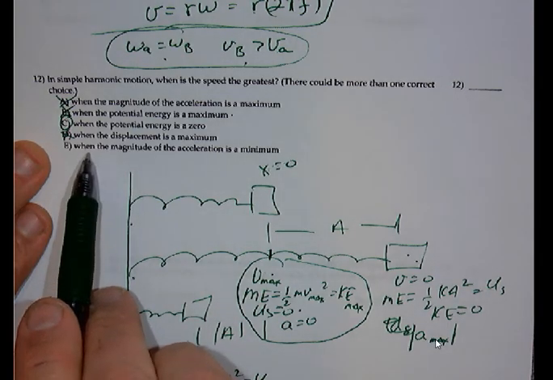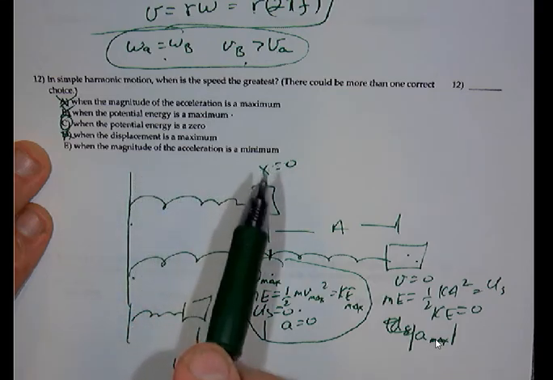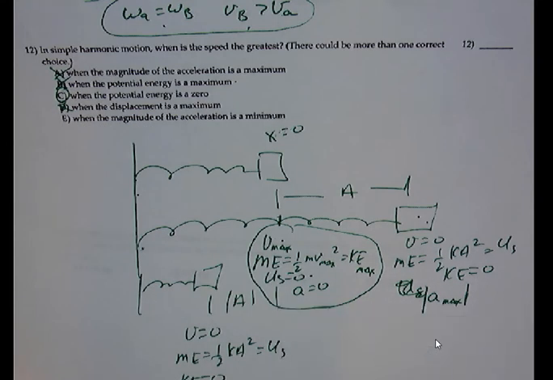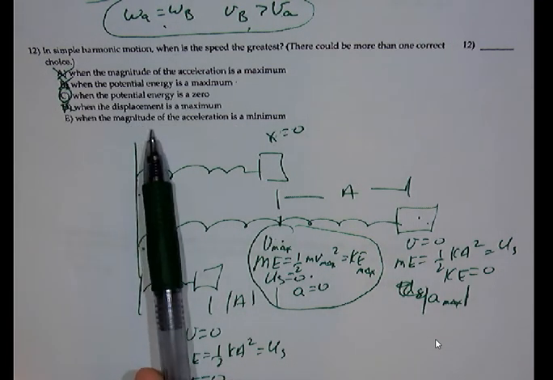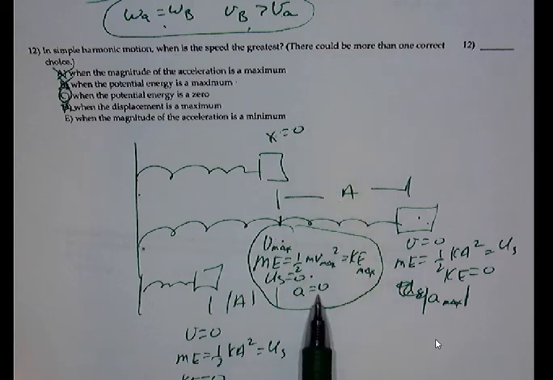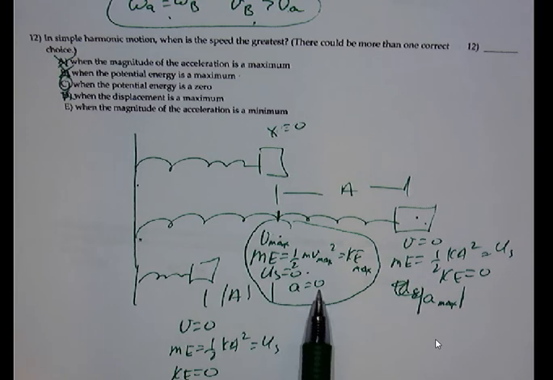When the magnitude of the acceleration is a minimum. So that one's a little tricky. The thing to read about it is magnitude of the acceleration is a minimum. So that's true. The magnitude is 0. Everywhere else the magnitude is actually a positive number. So the magnitude here is going to be a minimum because it's actually 0. So that one would actually work as well.